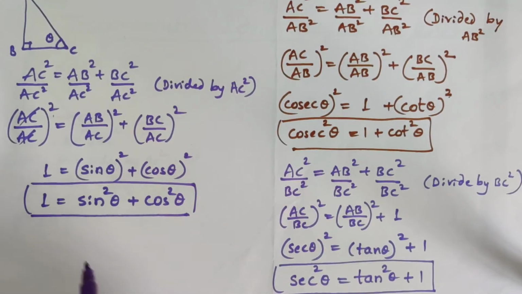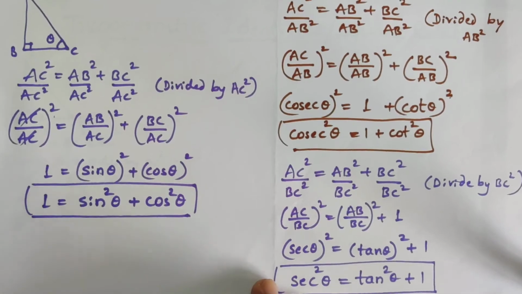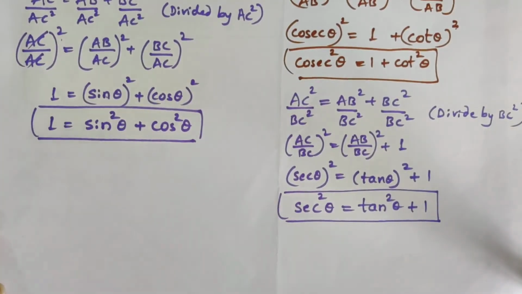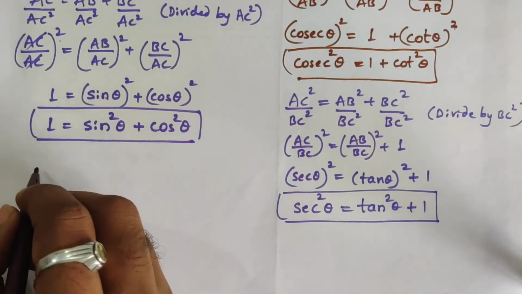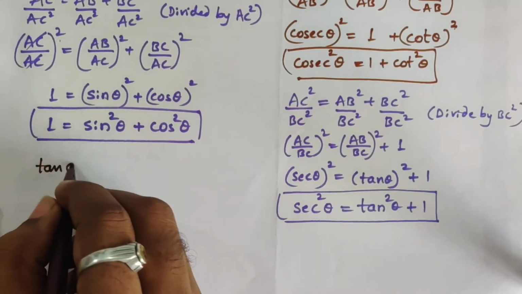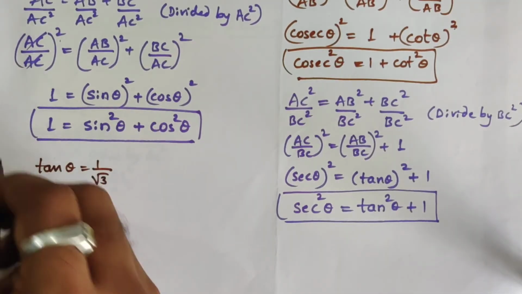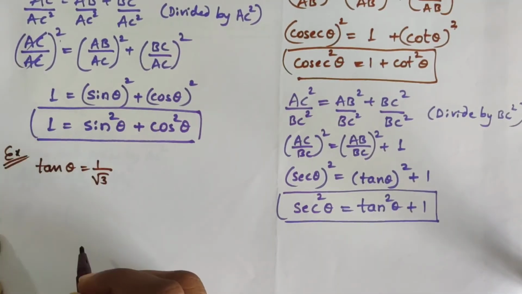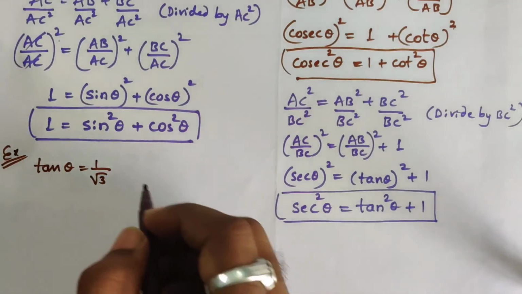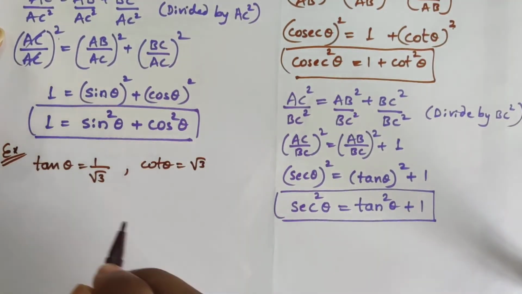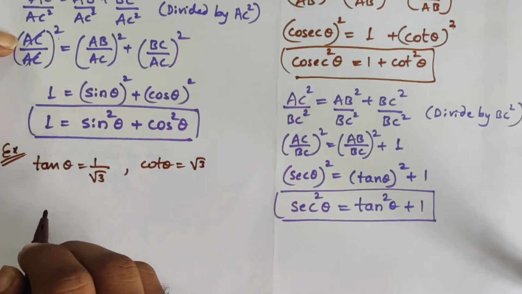For example, suppose I say tan theta equal to 1 by root 3. Let us see how to find the remaining 5. So directly you can find cot theta is equal to root 3 by 1. Easily this can be written.